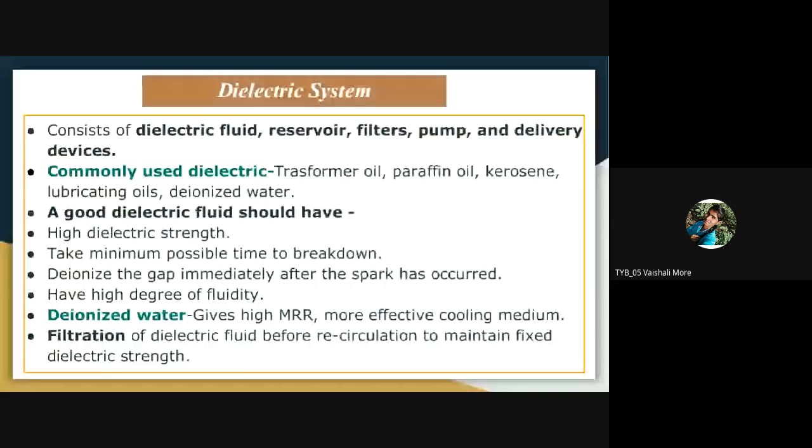of the dielectric fluid. So first is that it should have high dielectric strength, so it should not break down easily. Now the question arises, which type of dielectric fluid we can use. Commonly we are using dielectric fluids such as transformer oil, paraffin oil, kerosene, as well as lubricating oils. Deionized water can also be used as a dielectric fluid.